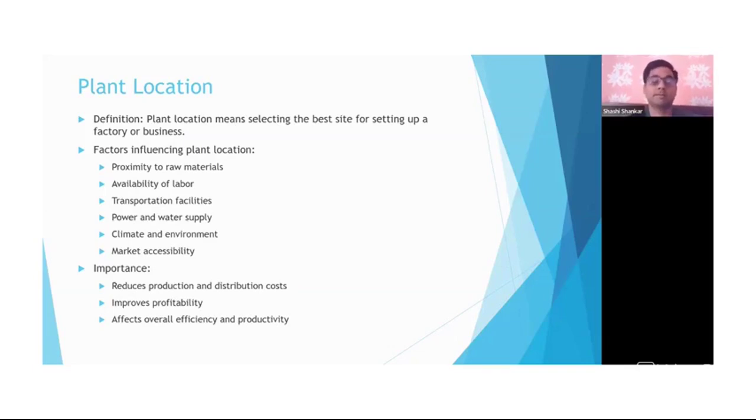Now talking about the importance. What is the importance of plant location? So definitely, if you are selecting the right plant location, it will reduce the production and distribution cost. That is very, very important. Under the production function, it is also important to reduce the production and distribution cost. And ultimately, it will lead to improved profitability, because if the production cost is reduced, it will improve the profitability and affect overall efficiency and productivity.